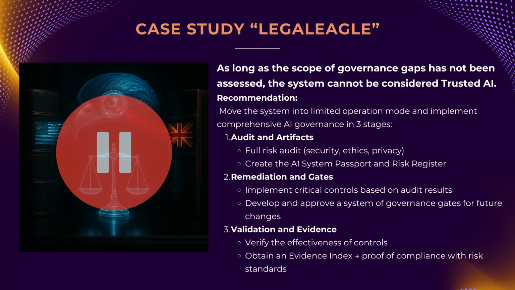Stage 3, verify the implemented controls to confirm their effectiveness and obtain a body of evidence that the system meets the agreed risk standards. Yes, this will require time and resources, but it is the only path from perpetual repair to building a truly reliable, trusted AI system. This is the shift from reaction to strategy. We need to build a complete AI governance system.